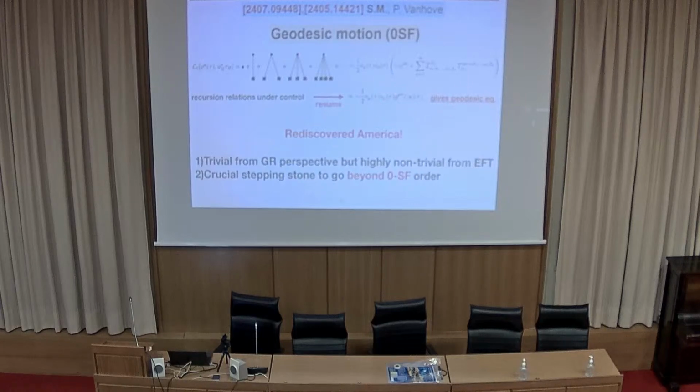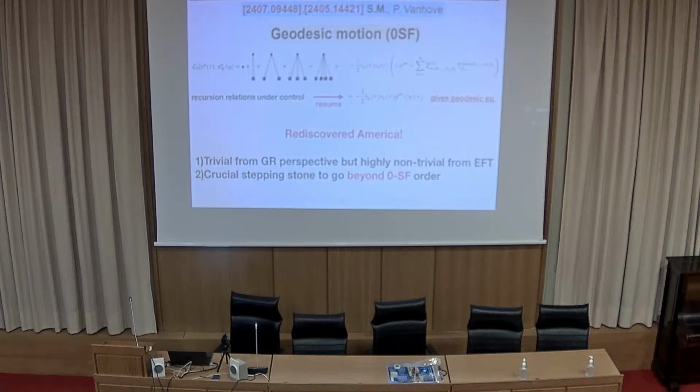So one can say that we didn't do anything, we just rediscovered America, because we just landed on what we should have started from. The point is that even though this is trivial from the GR perspective, because you know that you should start from there, from the EFT point of view, it's highly non-trivial, as I showed you. And the point is that if you want to exploit these techniques to go higher, to higher orders in SF, you need to have control over this stuff. It's a bit dangerous to assume that the techniques give you what you're expecting. You need to show that they are giving exactly what you're expecting. So, at least in my opinion, it's a crucial stepping stone to go beyond zero SF order.